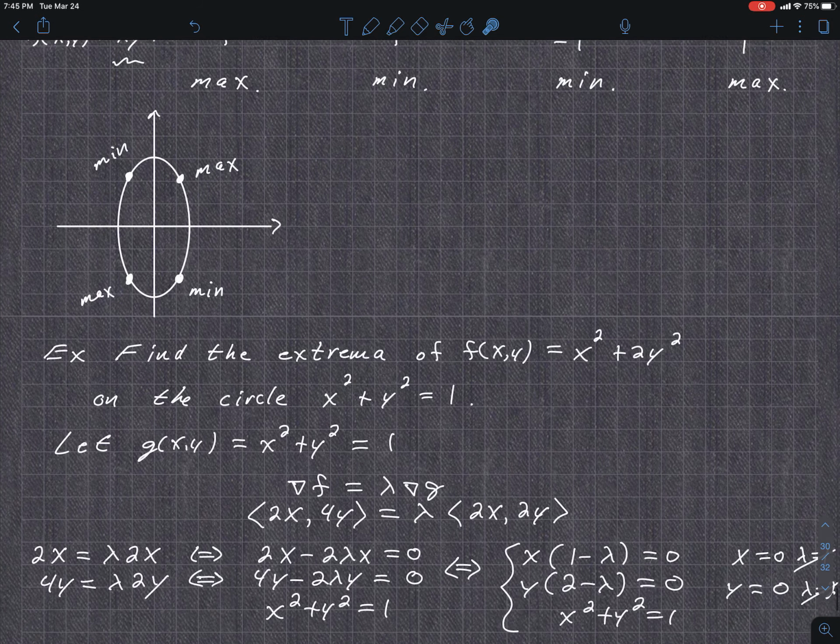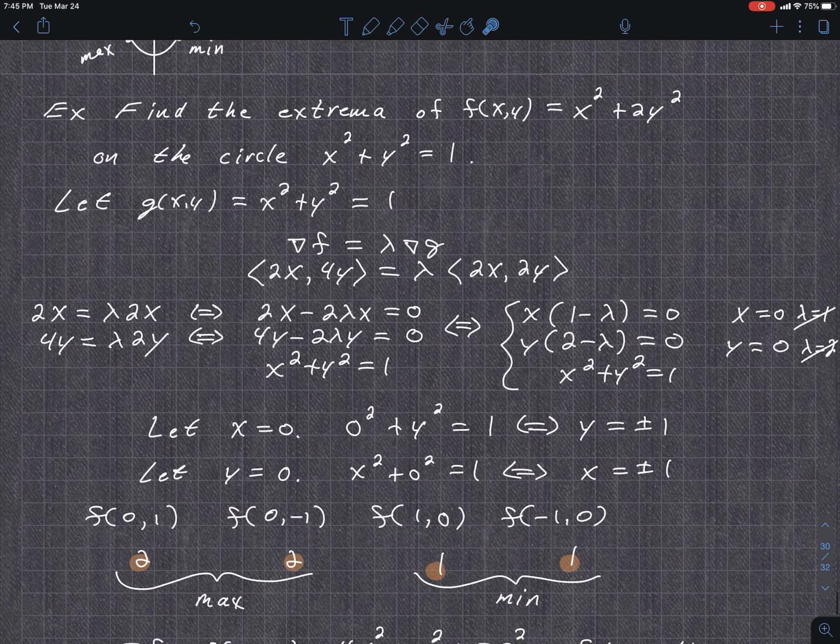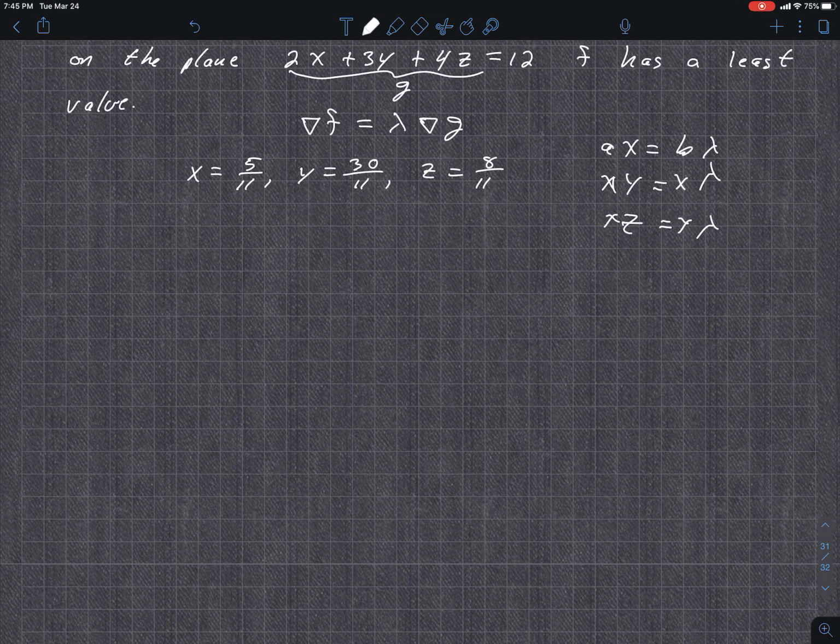There will be a Lagrange multiplier, something similar to these we've got to solve. Okay, I think that's it.